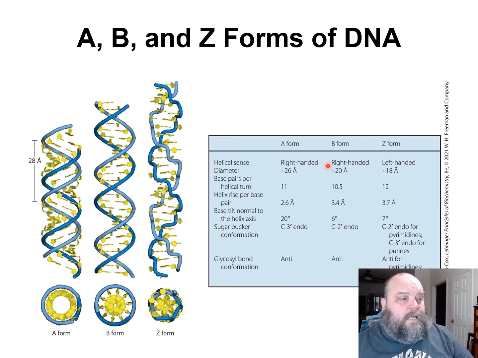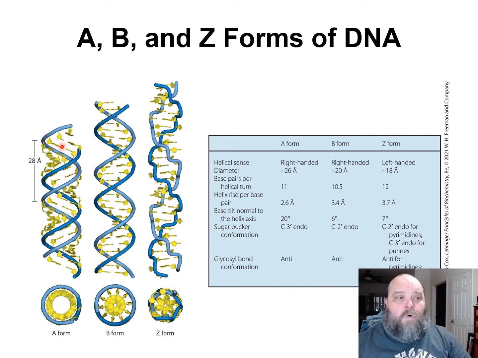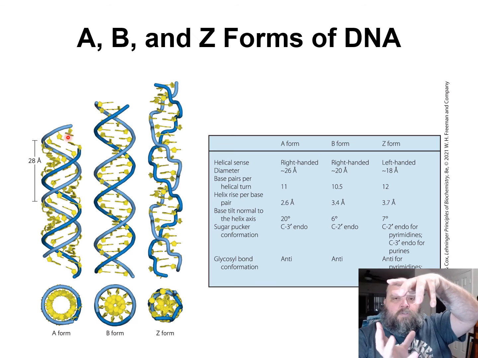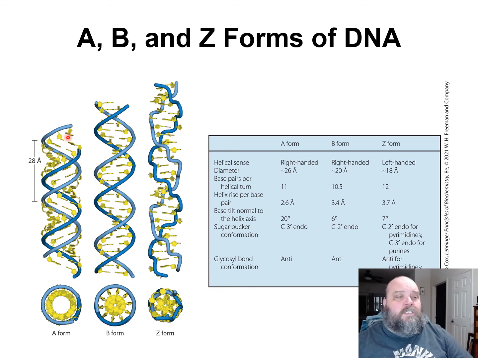You notice here in the box, talking about this A form. It's a little looser in its turn, and it's squashed a little bit more. So it's a little loose in its turn, but it's not like it's stretched more. It's now been squashed down more. 11 as opposed to 10.5 per turn. 2.6 as opposed to 3.4. And you look at the Z form, completely the opposite.